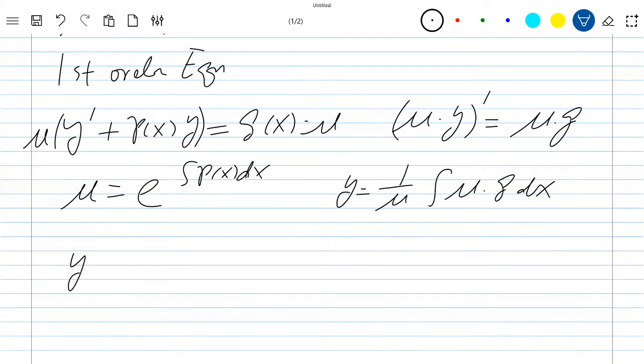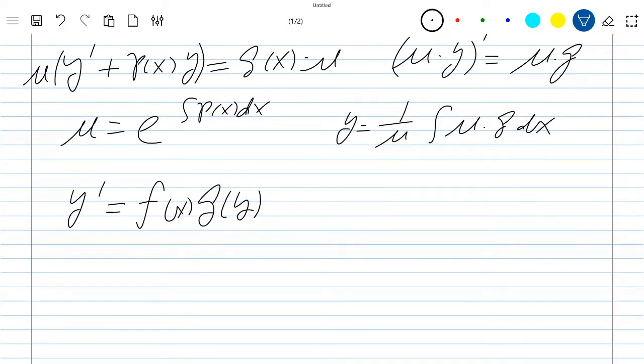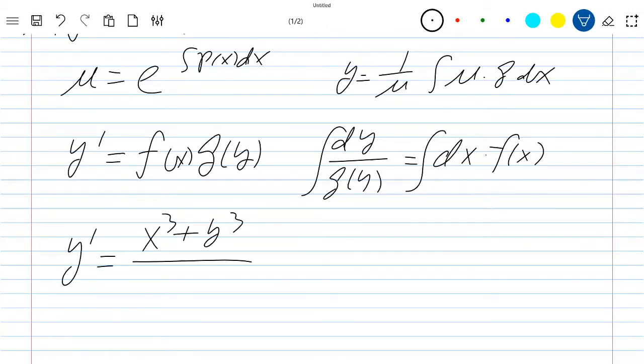Second type, separable. If the equation can be written as y prime equals a function of x times a function of y, then you can just write dy over g equals dx times f, then integrate, right? But a particular case is the so-called homogeneous equation. For example, it's something like that. The numerator and the denominator are polynomials of x and y of the same order. When I say same, I mean you add up to the order. So 2 plus 1 is the same as 3.